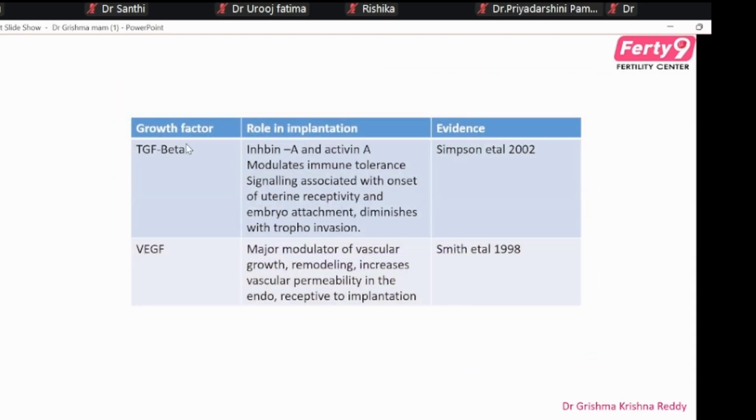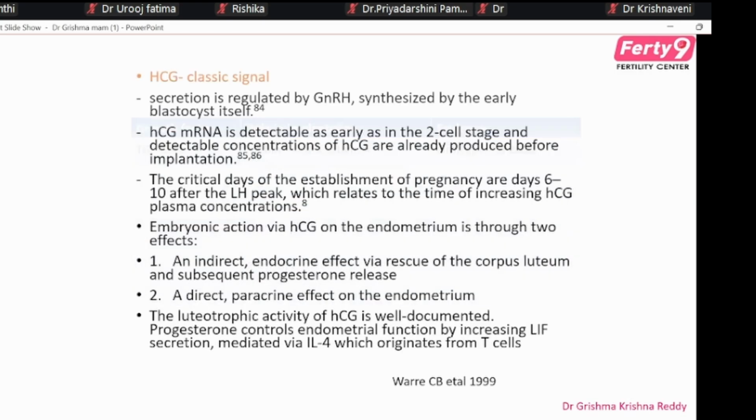So growth factors like TGF beta have a role in implantation. So inhibin A, activin A, this modulates immune tolerance. So signaling associated with onset of uterine receptivity, attachment, VEGF. This is the major modulator of vascular growth, remodeling, increases the vascular permeability. And also HCG, a classic signal. So this is also important.